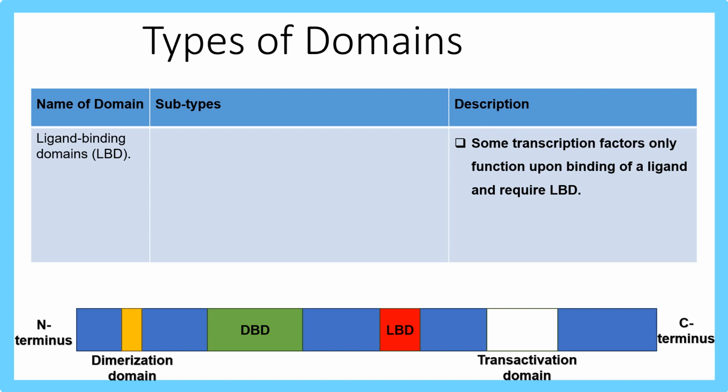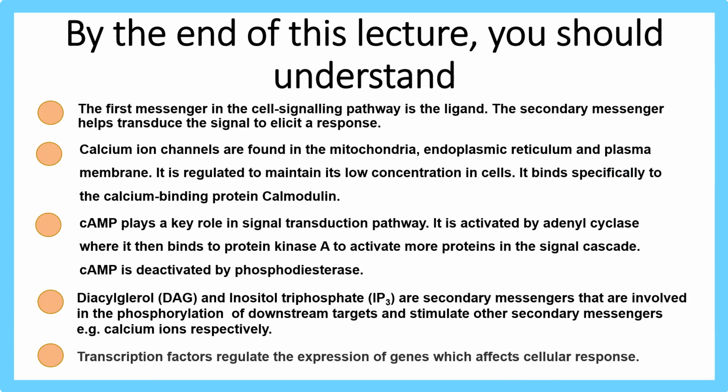There is also the ligand binding domain. Some transcription factors only function upon binding of a ligand, and therefore they require the LBD. So by the end of this lecture, you should understand that the first messenger in the cell signaling pathway is the ligand. The secondary messenger helps transduce the signal to elicit a response.